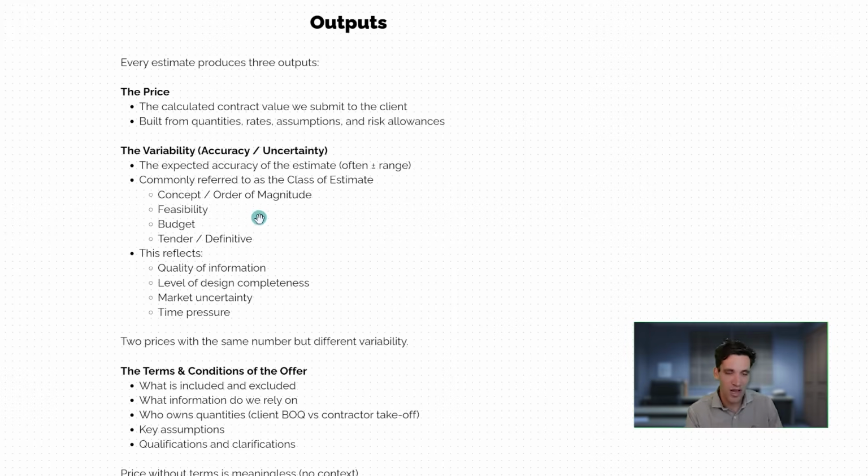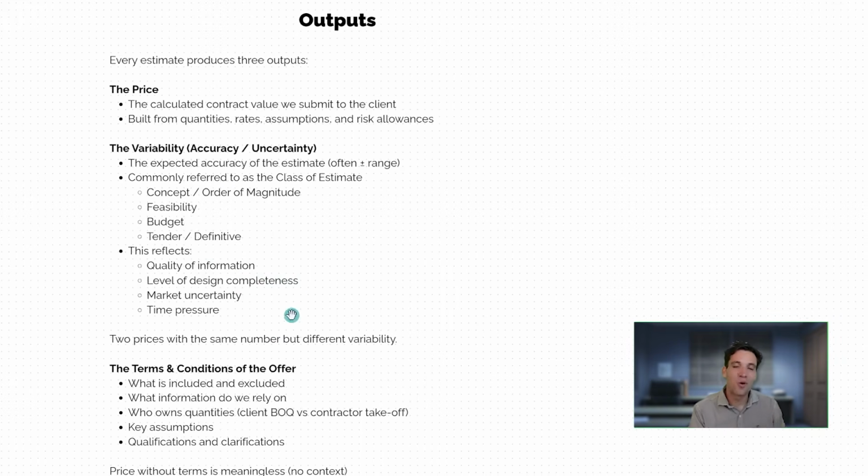Therefore, we can produce a more accurate price, then a budget estimate, and finally a tender or definitive estimate, which I refer to as a contract value. And basically, this is always going to be a function of the quality of input information, the level of design completeness, what our subcontractors and suppliers, how much certainty they're giving us around their prices, and finally, the time pressure we're under. If we don't have much time, we can only prepare a concept estimate. Got a lot of time to go through and prepare a detailed estimate. Obviously, going to be able to reduce the overall uncertainty.